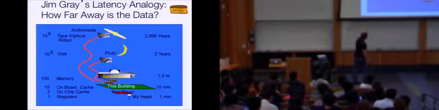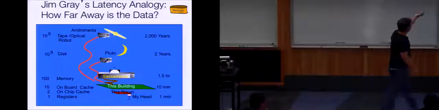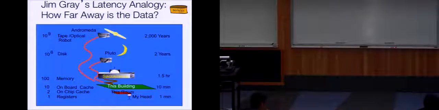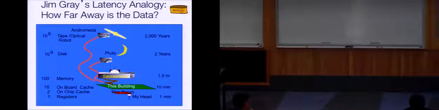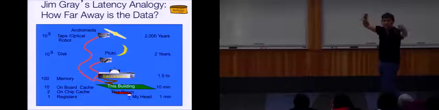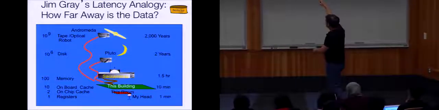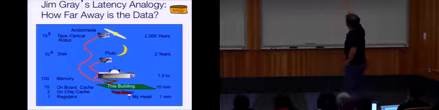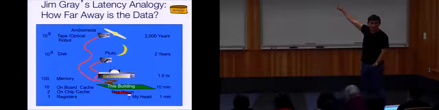disk, tape robot, right? So if you imagine that going to a register on chip is like going to your head to look something up, well, then going to the on-chip cache is like it's somewhere in the room. Going to the onboard cache, another order of magnitude, is like it's somewhere in the Li Ka-shing building. Okay? Another order of magnitude to get to RAM, that's like going to Sacramento in distance.